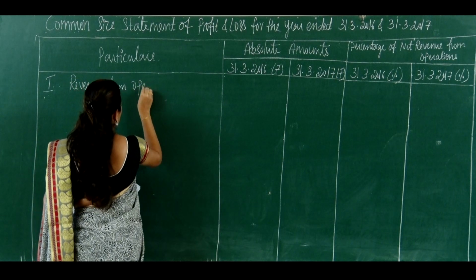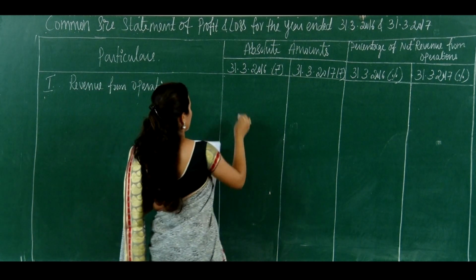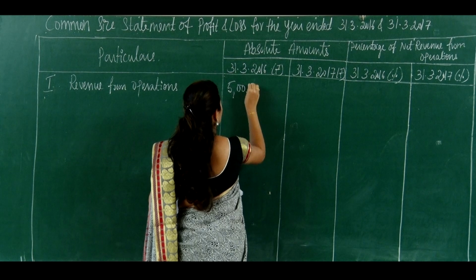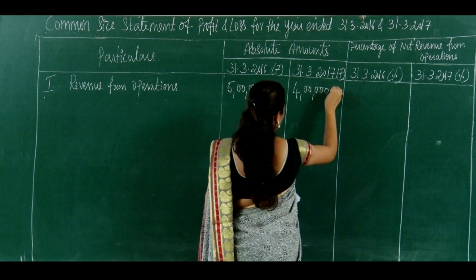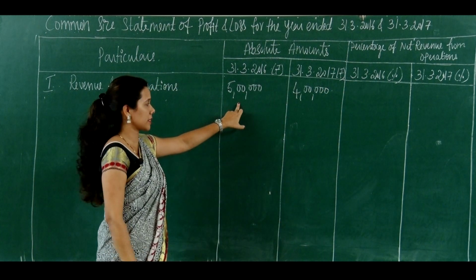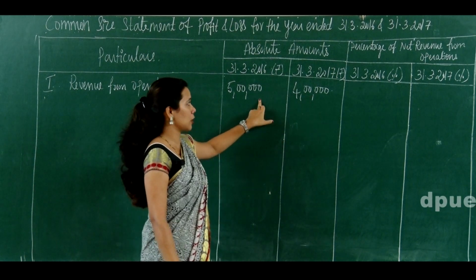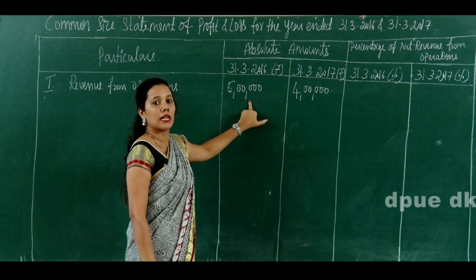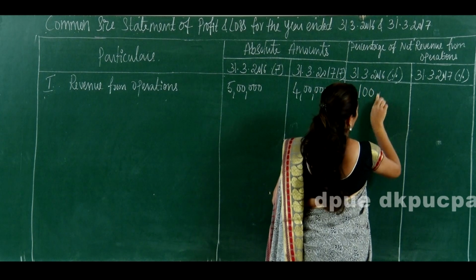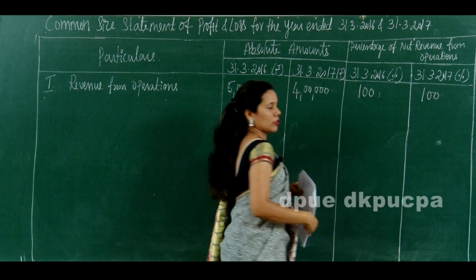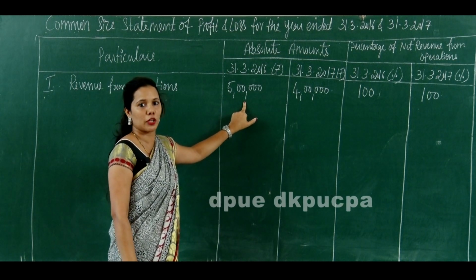Revenue from operations, this amount is given as 5 lakhs and 4 lakhs. So, revenue from operation 2016 is 5 lakhs, 2017 is 4 lakhs. So, our base is revenue from operation. This amount is considered as a base. Base is always 100%, because this is our base to convert each financial information into percentage.